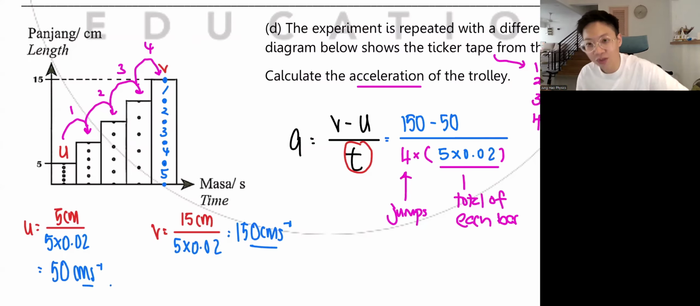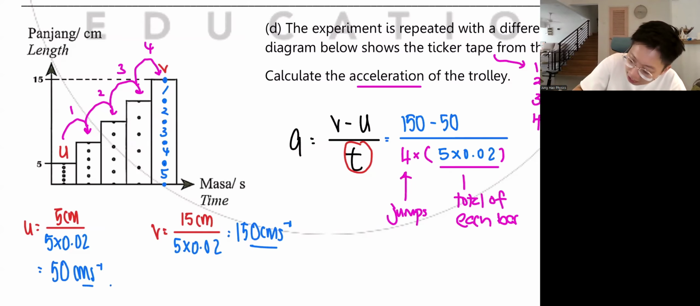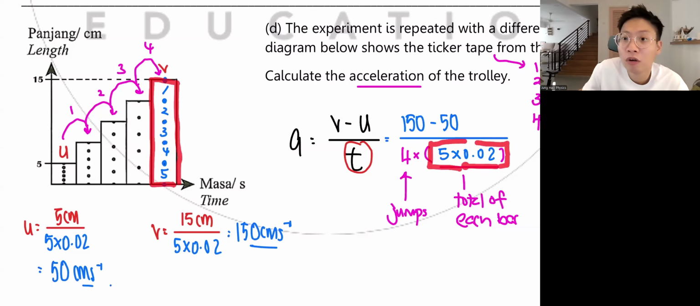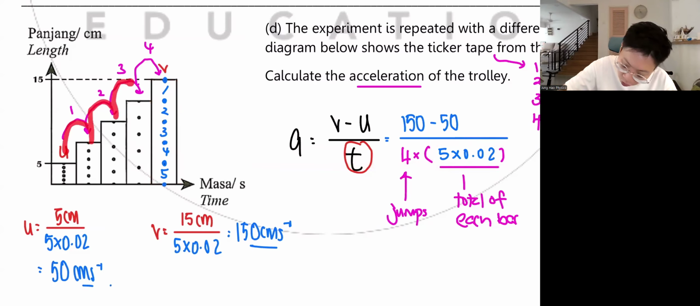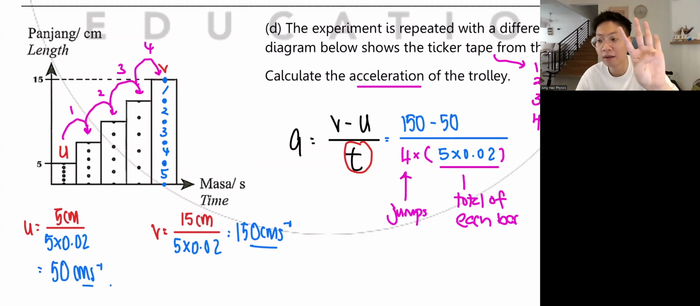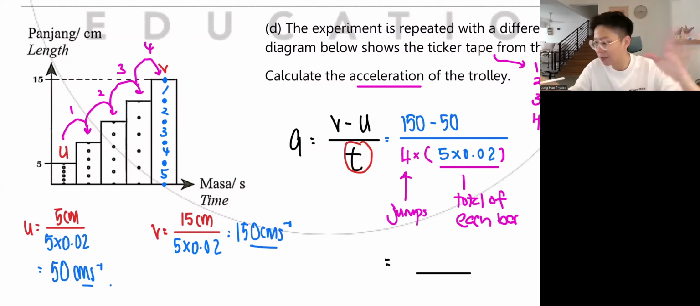So you see, the thing is not as simple as you think. It's not as straightforward. What do you mean by total? I have a bar here, and this bar is 5 times 0.02. I'm jumping across the bar 4 times. So therefore, 4 multiplied by 5 multiplied by 0.02. Whatever this answer comes out to be, guys.